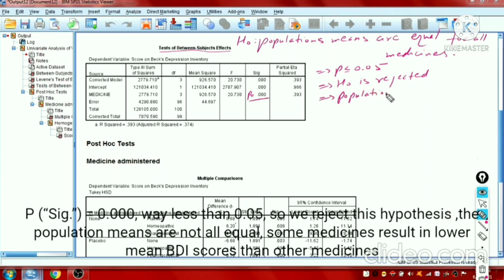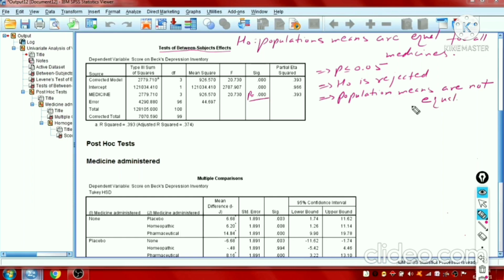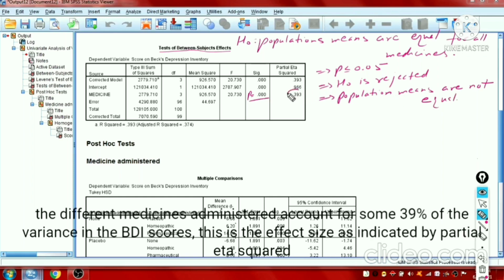Population means are not equal. This is the result of the ANOVA hypothesis. The different medicines administered account for some 39% of the variance in the BDI score. This is the effect size as indicated by partial eta squared.